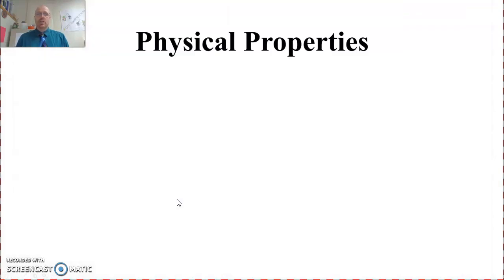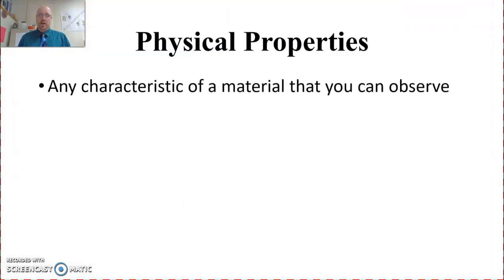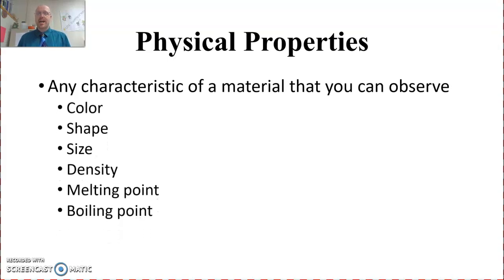Okay? First thing I want to talk about is the physical properties. What is a physical property? A physical property is any characteristic of a material that you can observe. It's observations that you can make. You have five senses, and you can use them to make observations. Color, shape, size, density, the melting point, the boiling point, these are all physical properties.